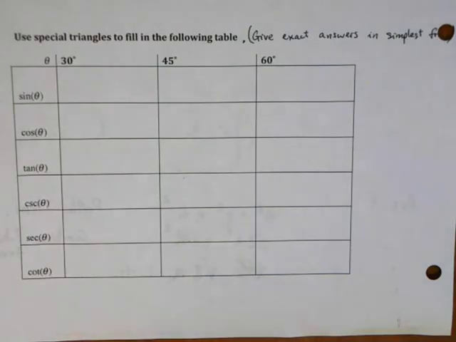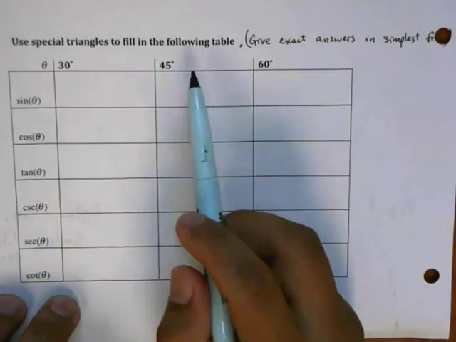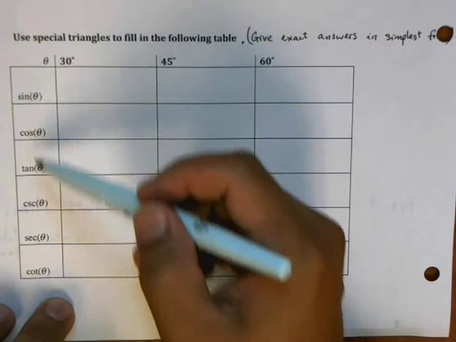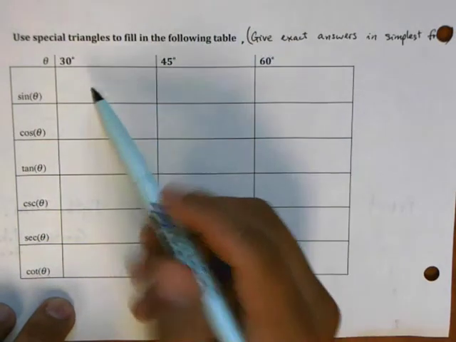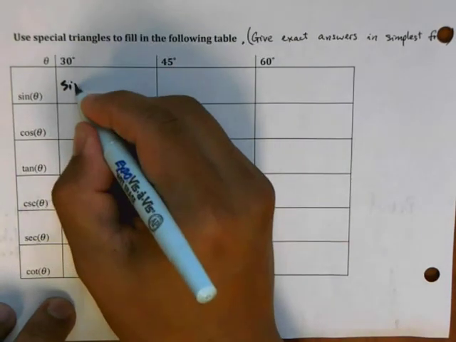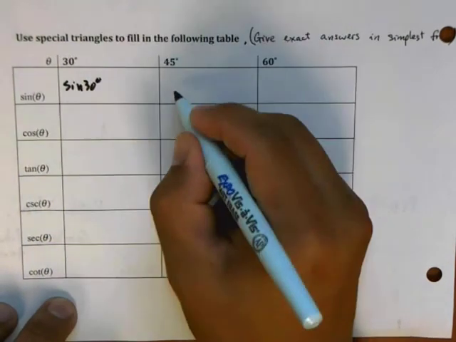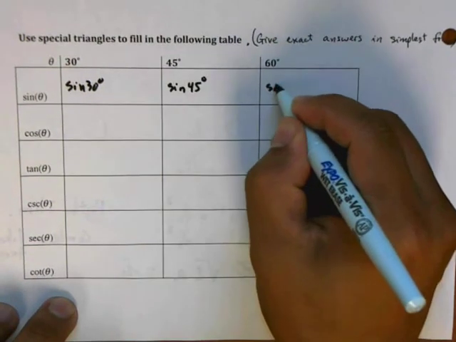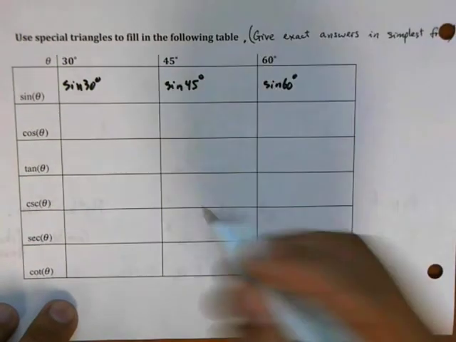All right, so now we're asked to fill in this table. I have a list of theta across the top: 30, 45, 60, and then a list of all the 6 trig ratios. And so in here, what we're looking for is what is the sine of 30. This is the sine of 45. This is the sine of 60, and so forth.